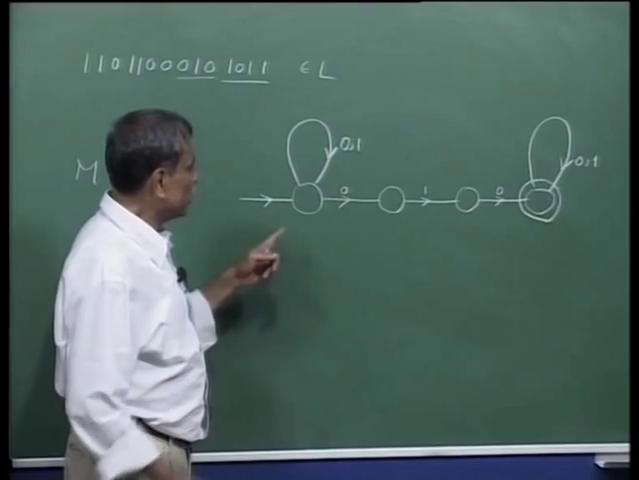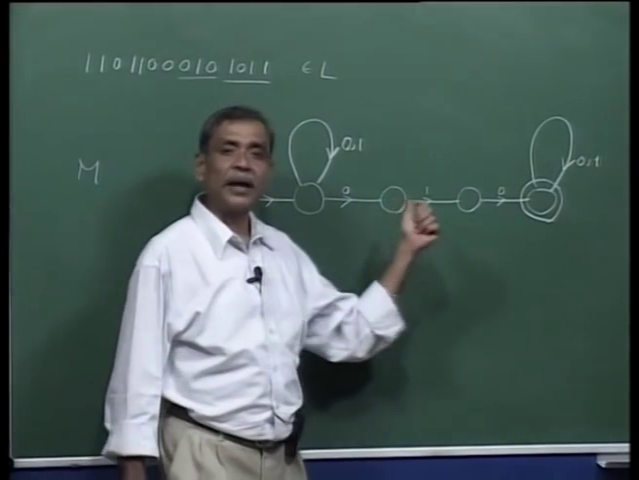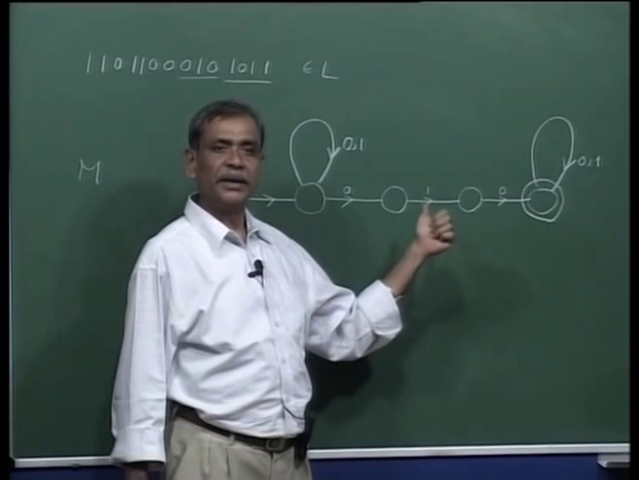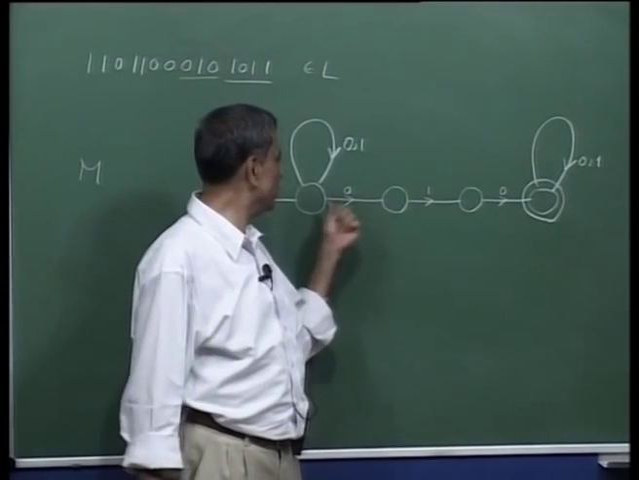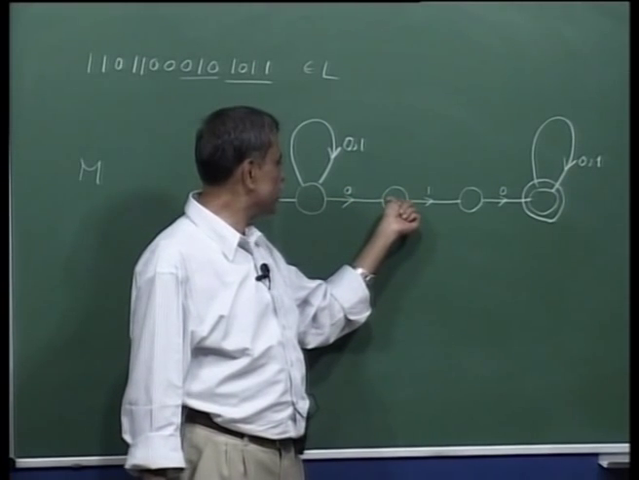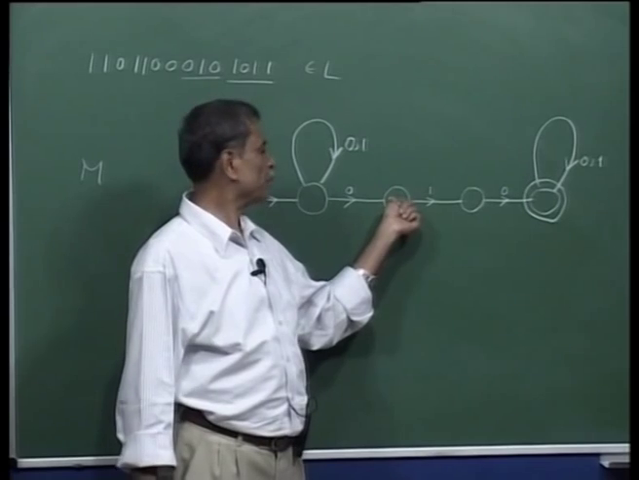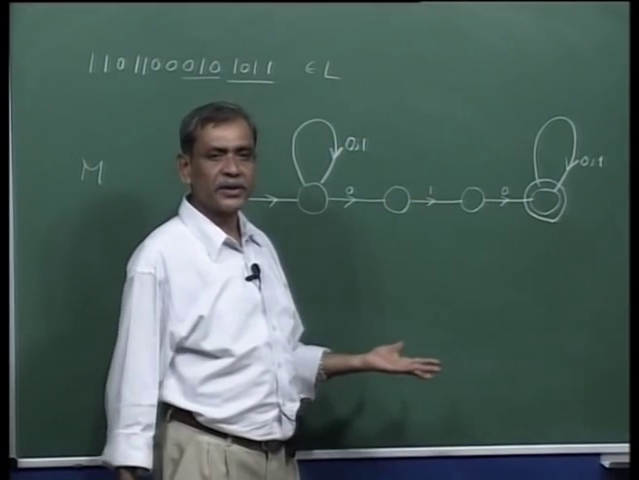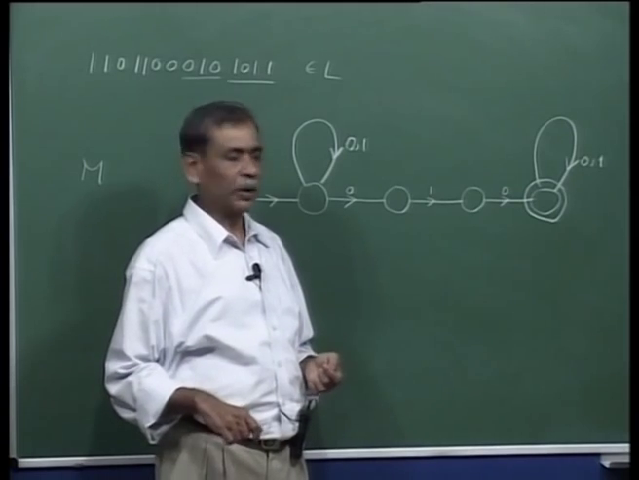Now, in particular notice, the verification means that after 0, if another 0 came, then the verification fails. And in case of NFA, what does it mean? This is here and now a 0 came. What would happen? Then of course, no transition is defined. So, that particular computation path is aborted.